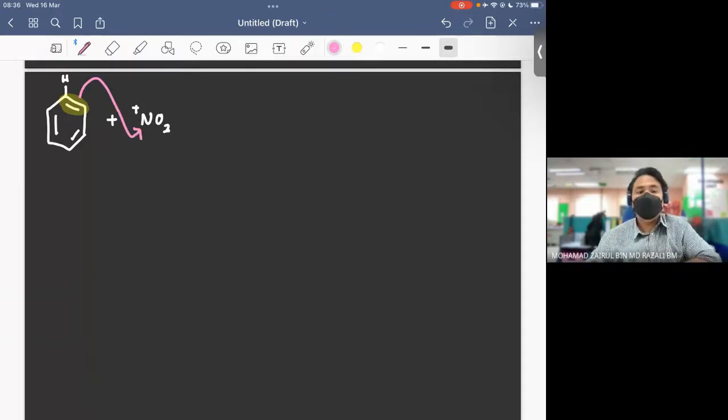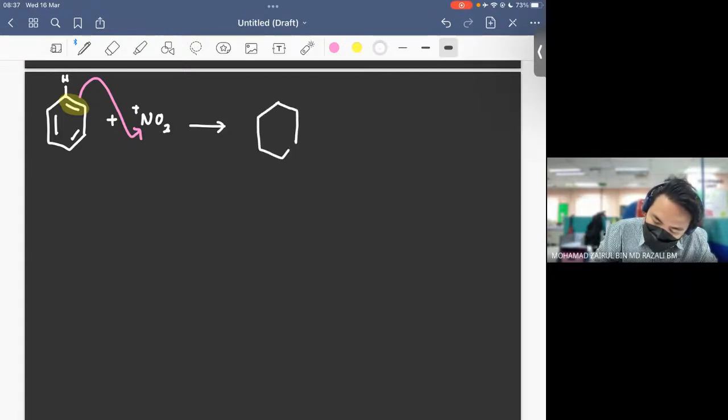Kenapa arrow awak kena pergi dekat nitrogen? Sebab macam saya cakap tadi, kalau awak lukis Lewis structure of NO2 plus, awak tengok formal charge positif itu berada dekat nitrogen. So nitrogen tu yang elektron full, bermaksud nitrogen tu yang able to gain elektron. So sekarang ini dia akan hasilkan resonance stabilized structure.